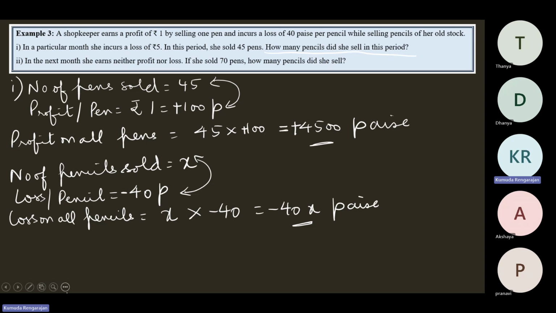In the same way, in the second sub question, the shopkeeper has sold pens and pencils. Some pens are sold, he has got profit. Some pencils are sold, he's incurred loss. Now both put together, no profit, no loss. That means when you put both of them together, it's equal to 0, because if 500 is the profit, 500 is the loss. So plus 500 profit, minus 500 loss. What's the answer when you put them together? 0.